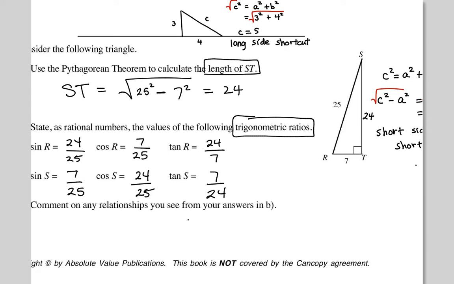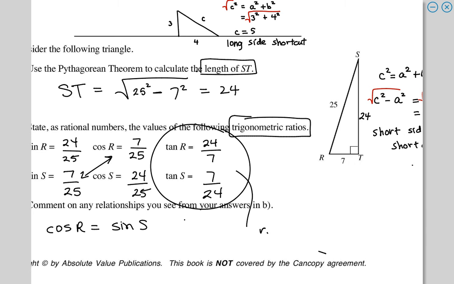And then it says comment on the relationships. Okay, so it's like these guys, like cos R is the same as sine S. See that connection? Good. And then for the connection between tangent, it's just a reciprocal. They flip. They're just reciprocal. Okay. Cool?